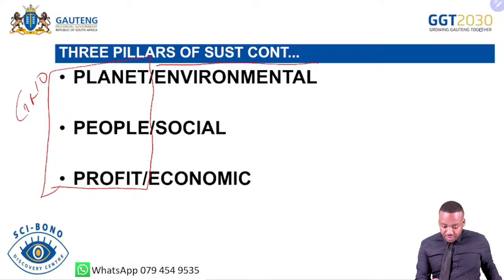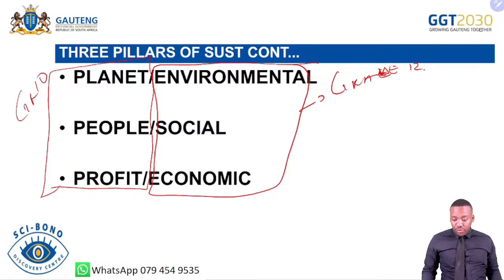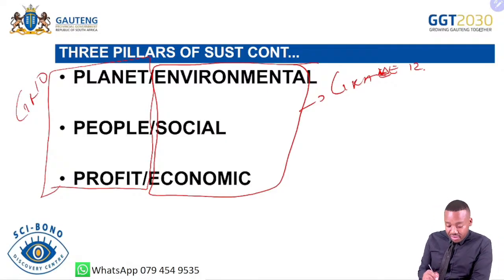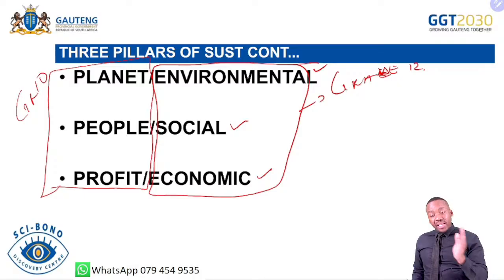And grade 12, we're talking about what? These ones. Right. Grade 12 is talking about what? The impacts of the tourism business on the environment. The impact of the tourism business on social. The impact of the tourism business on the economy. Right? So, planet has been replaced by what? Environment. People has been replaced by social. Profit has been replaced by economy, right?